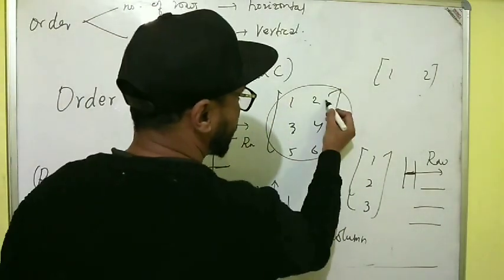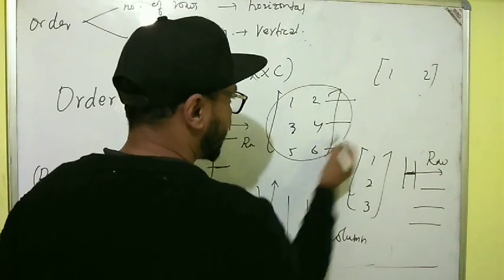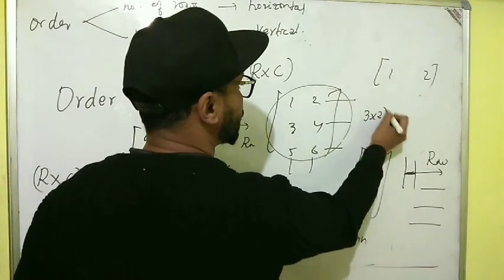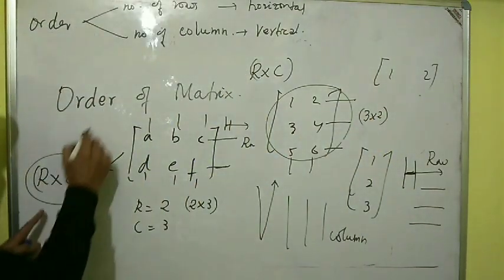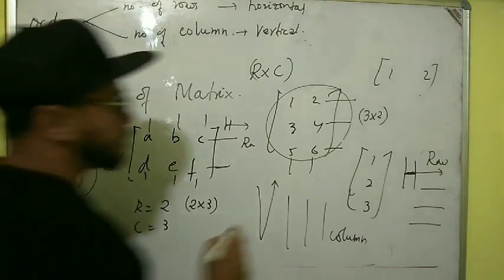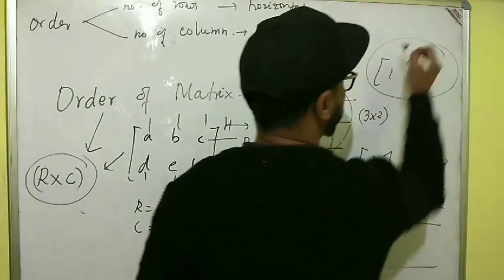If you look at this one, how many rows do we have? 1, 2, 3, and how many columns? 2. So what is the order of this matrix? Yes, 3 rows and 2 columns, so 3 cross 2. Remember that. How do we write the order of the matrix? Row cross column, not column cross row.